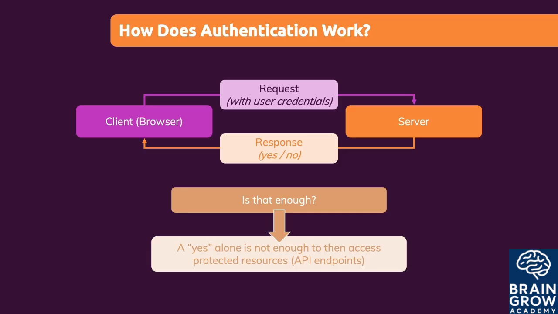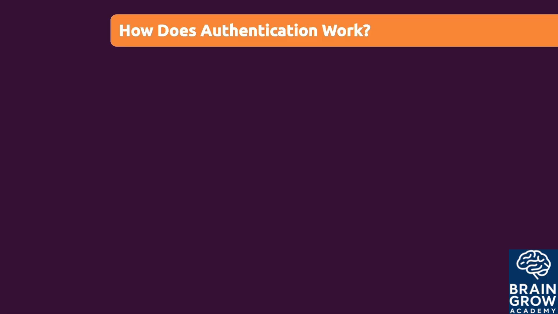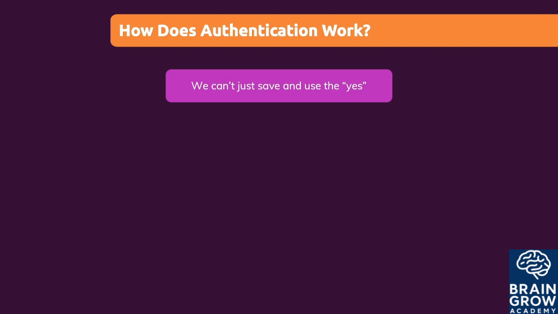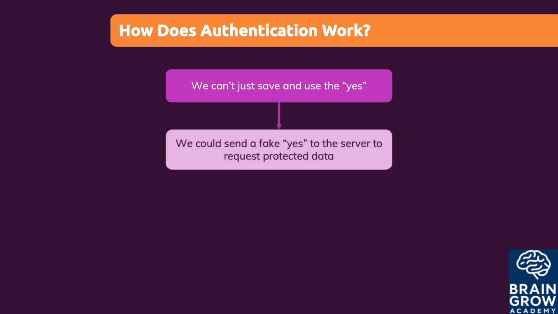We can't just believe that as the author of the API. We need some proof that a user is authenticated. And therefore, authentication involves this exchange of credentials for permission, but the permission is more than just a yes or no. To be precise, we can't just save and use a simple yes, because a fake yes could be sent. We can't just tell a server that we are authenticated and then request protected data or perform protected operations. Instead, we need some proof which can't be faked.